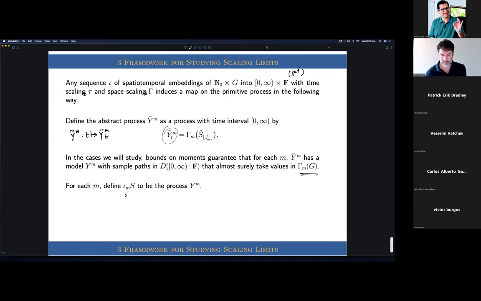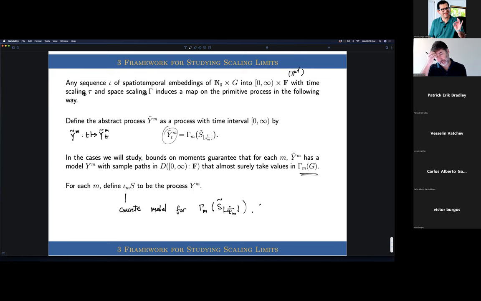Y M is the concrete version, a model for gamma M S tilde floor dot tau M.